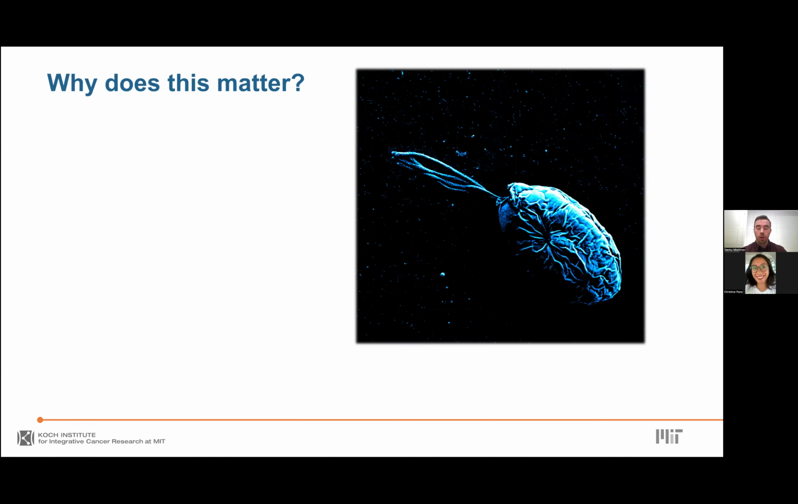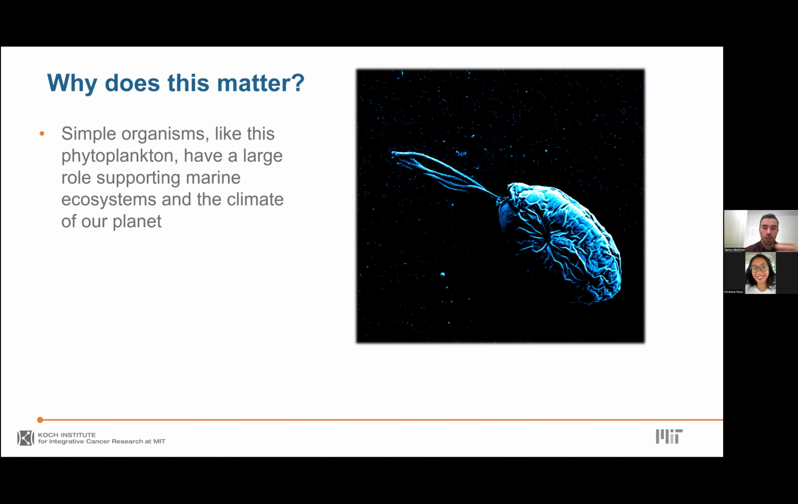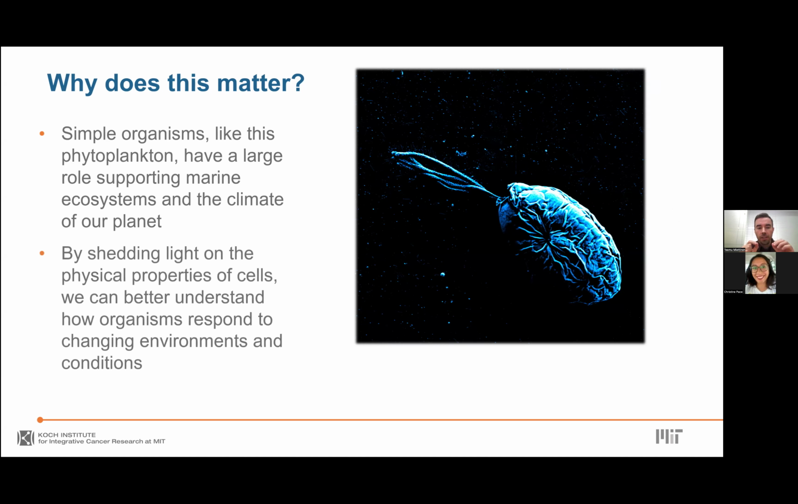And the reason we also want to apply these methods to things like marine microbiology is that it's simple organisms, such as this phytoplankton that we have studied, that have a large role in supporting marine ecosystems and the climate of our planet. And if we can only understand the physical properties of these cells better, then we can start understanding how these cells and these species are responding to changing environments and conditions that are on our planet.